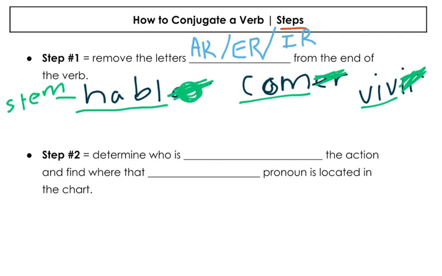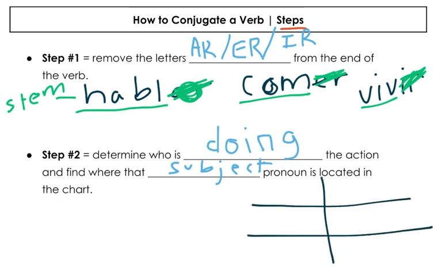Step 2. For step 2, you need to determine who is doing the action. And you need to then find where that subject pronoun is located in the chart. And you may be wondering, what chart? I am going to draw the chart right here. So you may remember, we've seen this chart before. If you don't remember, we're going to take notes about it again right here.